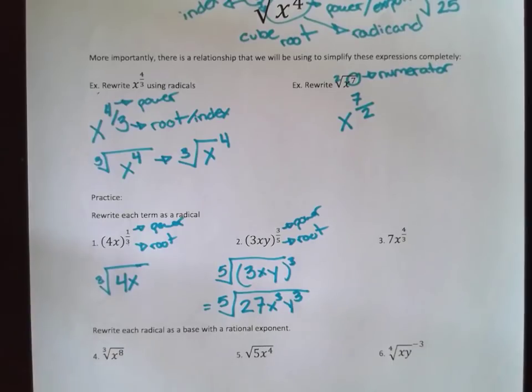So do not get it twisted. The 7 is not grouped with the x. That means the 7 does not have that exponent. Okay? It's not 7 to the 4/3, it's just 7 times x. X is raised to the 4/3 power.